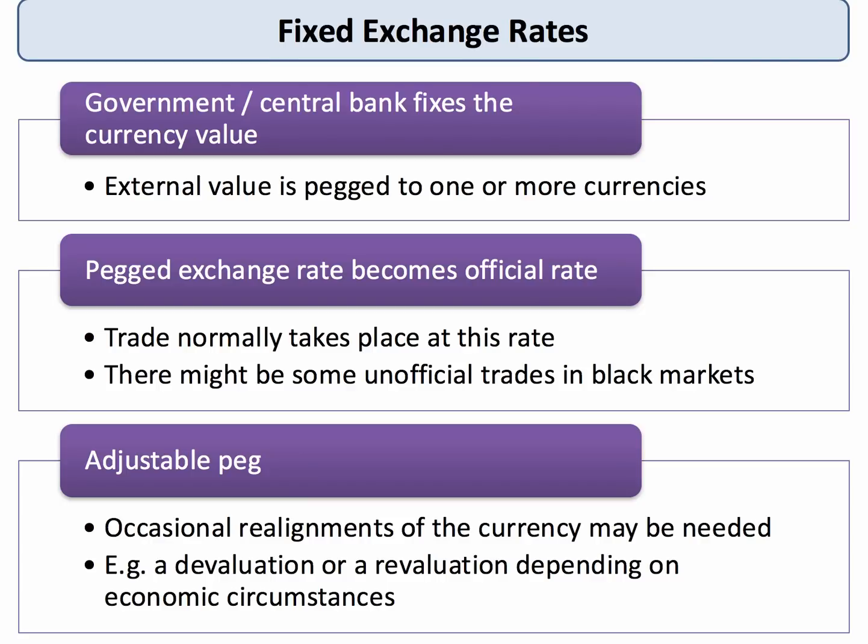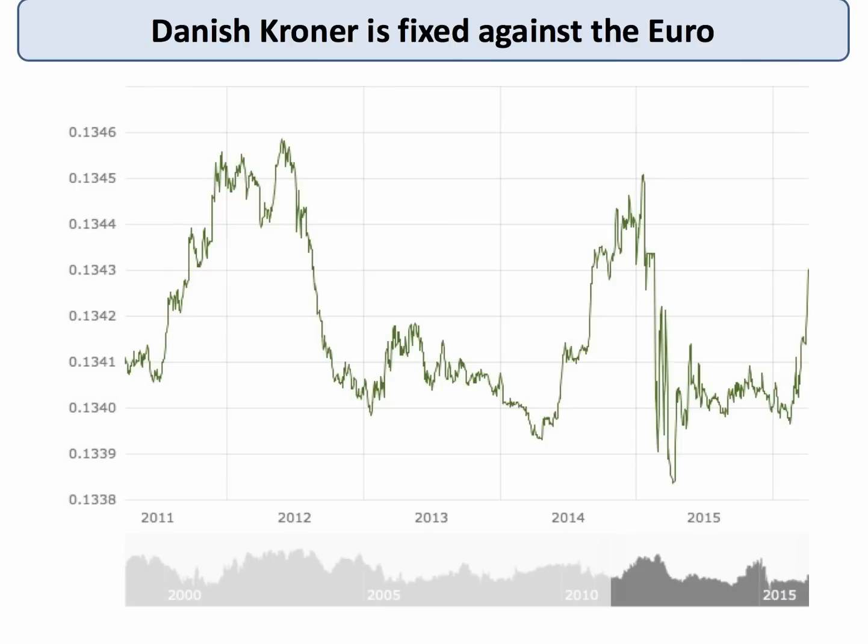The currency in a fixed system can change, but for that to happen, the peg would have to be altered. So we call this the adjustable peg idea. For example, a country might decide to devalue their exchange rate, or they might decide to revalue. So China in 2015 opted to try to devalue the yuan against the dollar, and the Russian government has also devalued on several occasions recently. Here's a good example of a fixed exchange rate. It's the Danish kroner, essentially fixed against the euro.